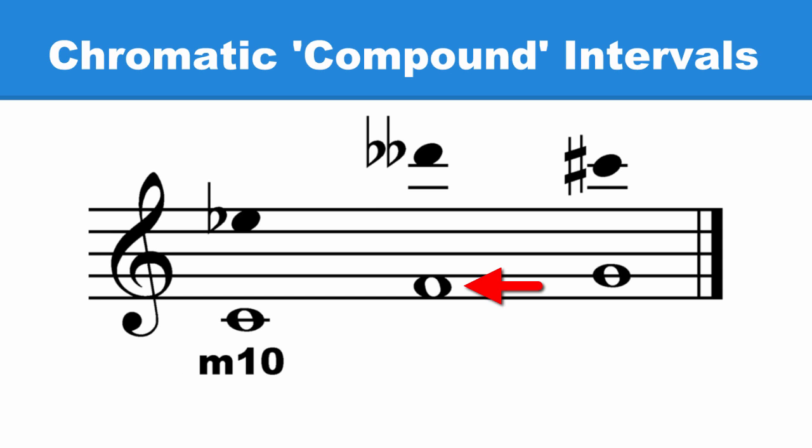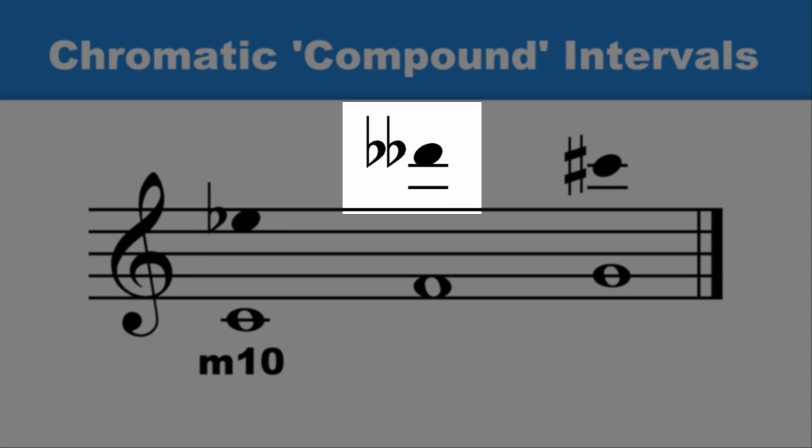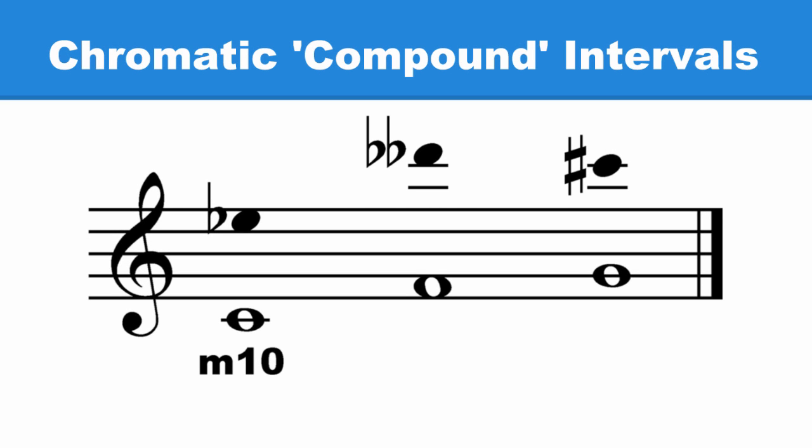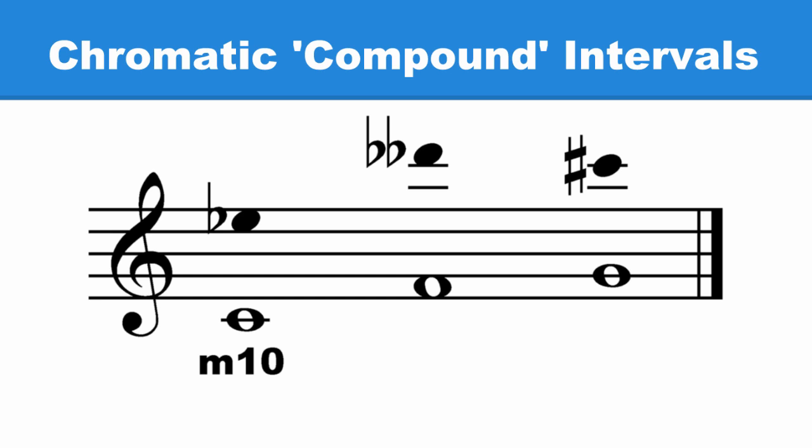The next interval has F on the bottom and this D double flat on top. Since F is the bottom note, we'll use the F major scale. The top note, D double flat, does not appear in the F major scale, so we know it's a chromatic interval. The F major scale has this D natural, which is a major 13th, but since this D has a double flat in front of it, it's been lowered by 2 half steps. Any major interval lowered by 2 half steps becomes a diminished interval. The name of this interval is a diminished 13th.